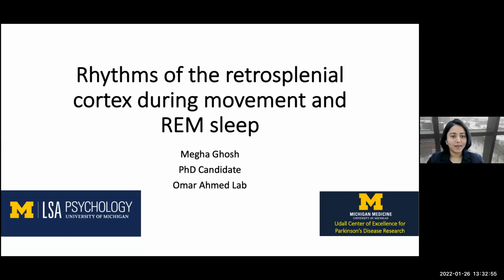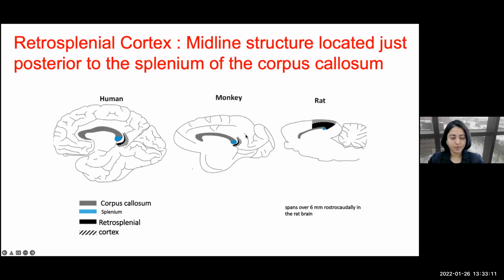Thank you. I'm really thankful and excited for this opportunity to tell you all about the rhythms of the retrosplenial cortex during movement and REM sleep. But before we go into all the details, what is the retrosplenial cortex? The retrosplenial cortex is a midline structure located just posterior to the splenium of the corpus callosum, and it's conserved across species. In rodents, it spans about 6 millimeters rostrocaudally.